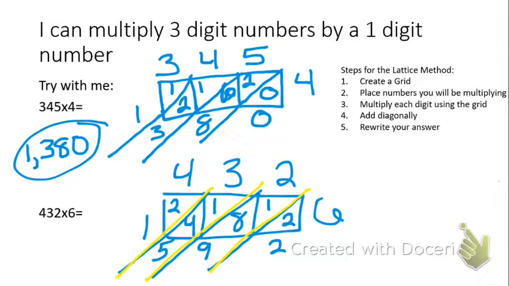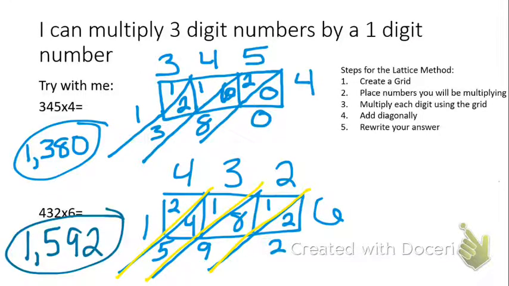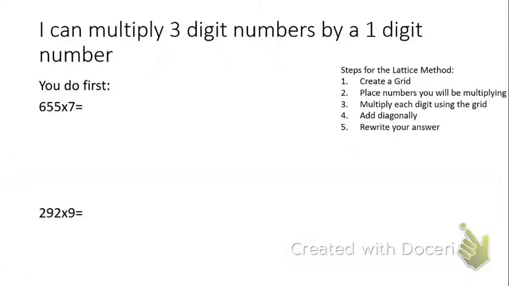But then once I have that done, I'm going to rewrite my answer, and when I do that, I'm going to get 1,592. Okay, now you are going to do this first problem all by yourself, and then you're going to hit play once you're done and see if you did it correctly. So go ahead, pause the video, and multiply 655 times 7 using the lattice method.